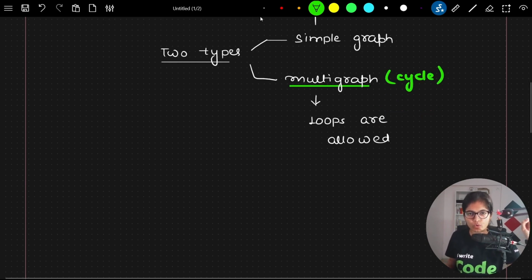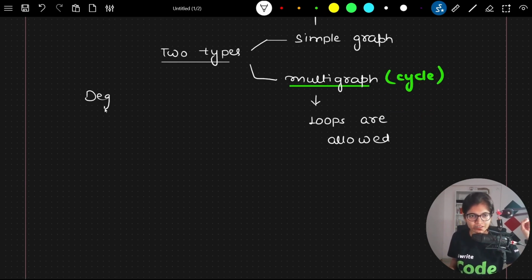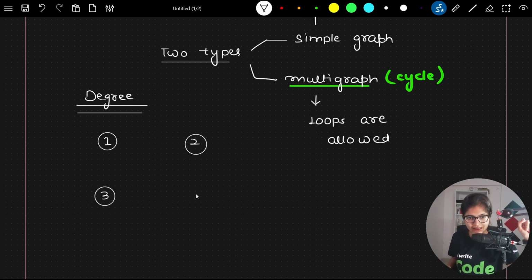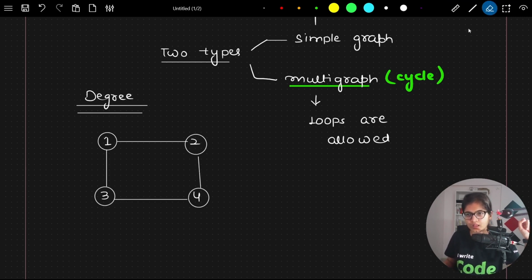Let me talk about one more term. If someone is not aware, please see this very carefully. Suppose someone asks you, what is the degree of a node, or the degree of a particular vertex? For example, I will create one graph here with nodes 1, 2, 3, and 4. There is an edge between each and every node, from 1 to 2, from 1 to 3, from 3 to 4, from 2 to 4, from 1 to 4, and from 3 to 2.